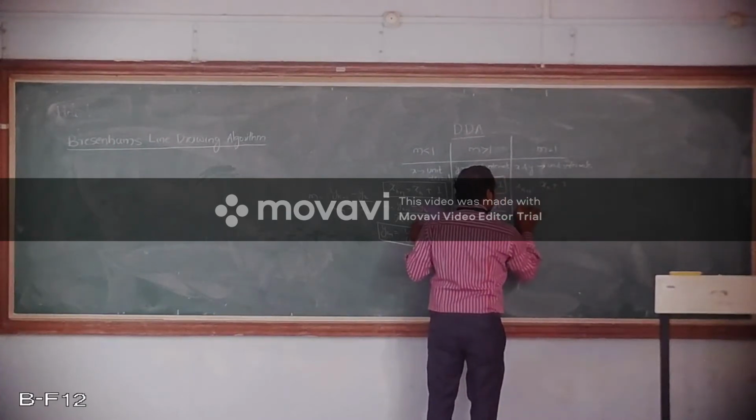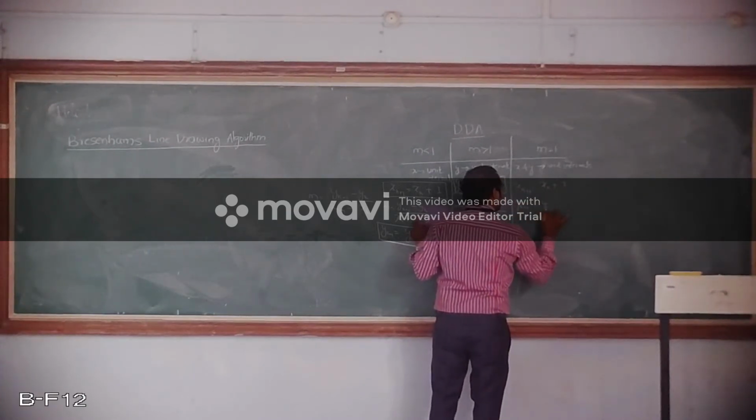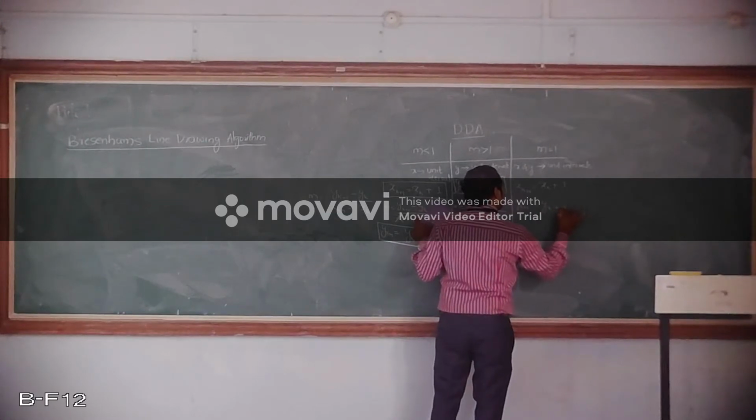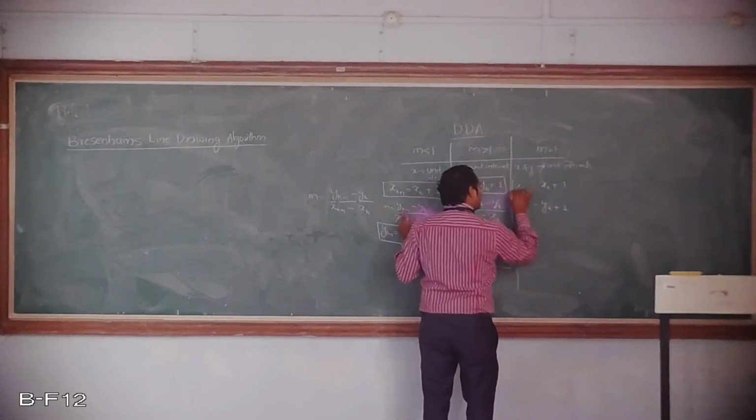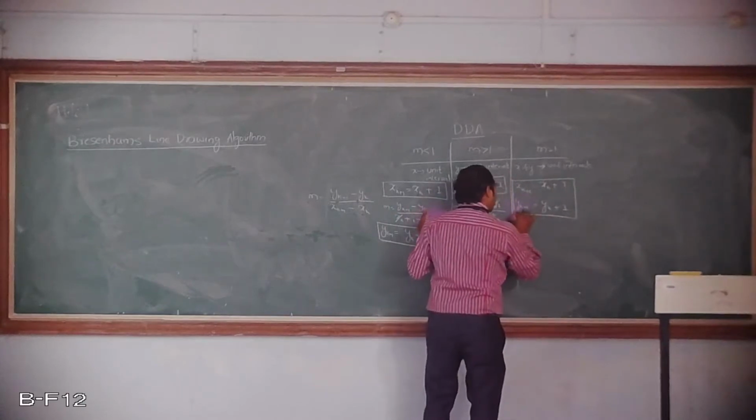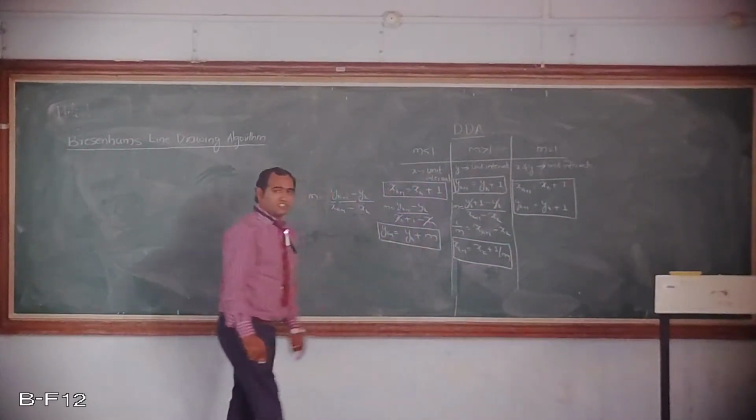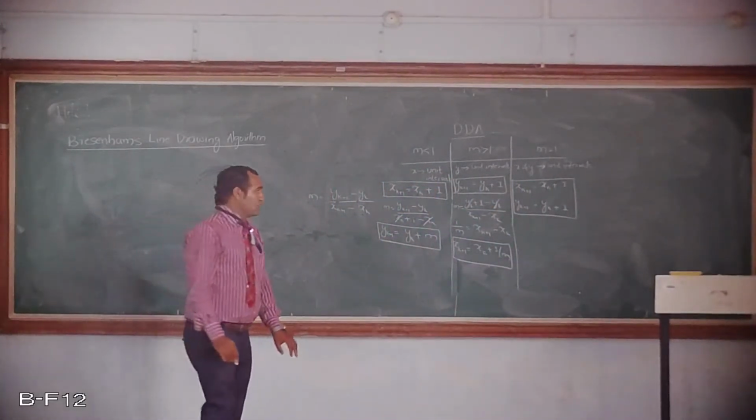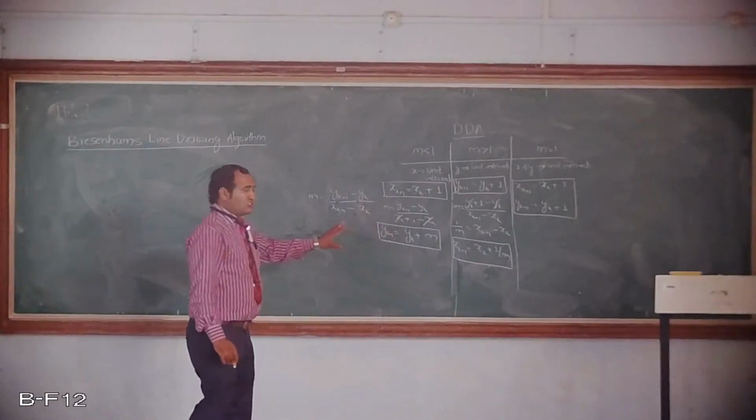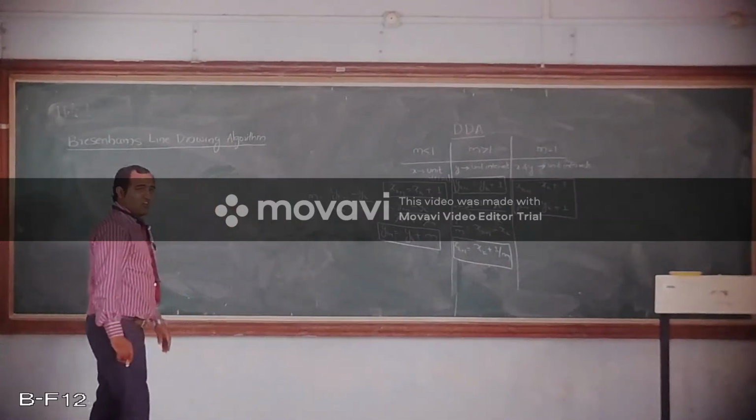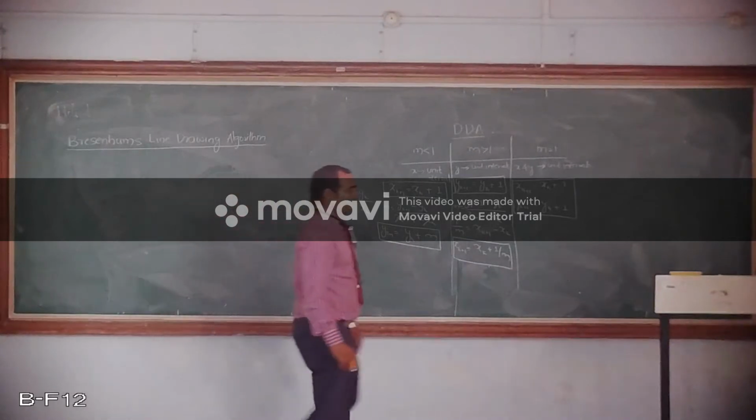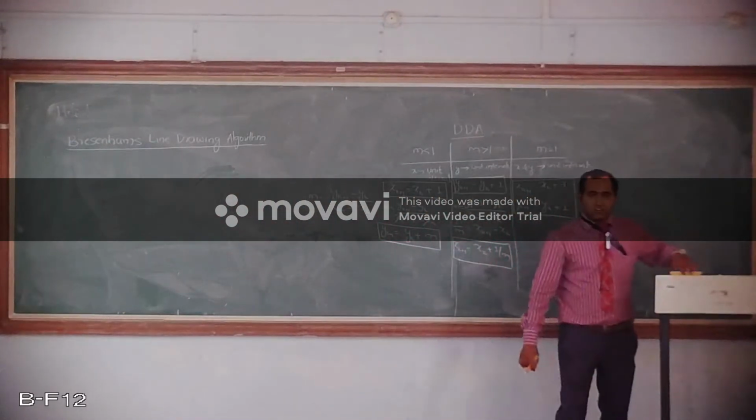Next y coordinate will be yk plus 1. So these formulas we have already derived in the previous class. Now we are making use of these formulas for the next algorithm, that is Bresenham's line drawing algorithm.